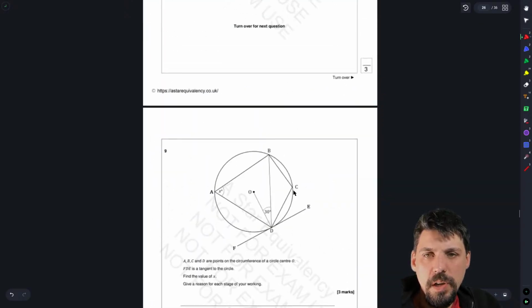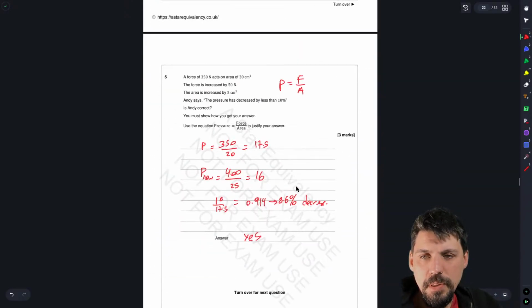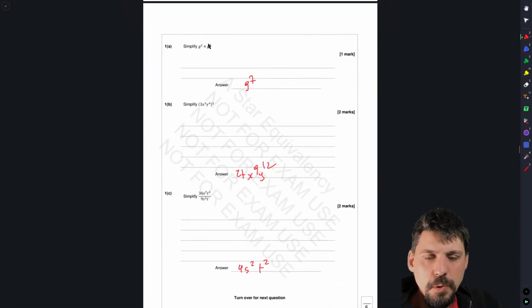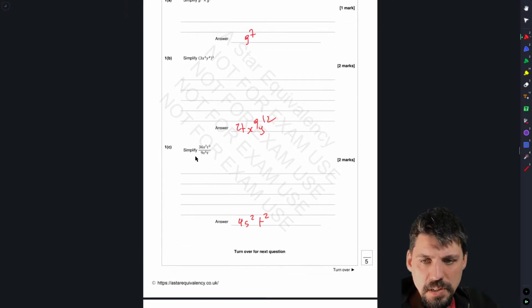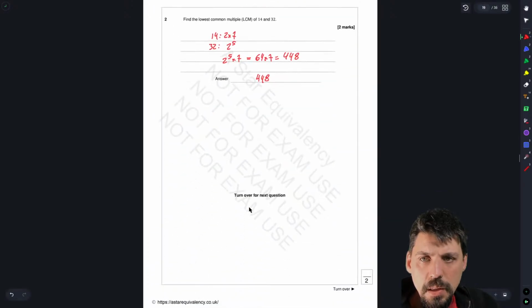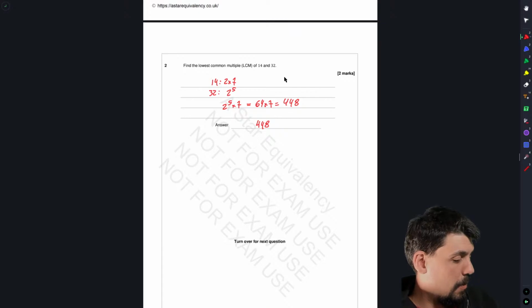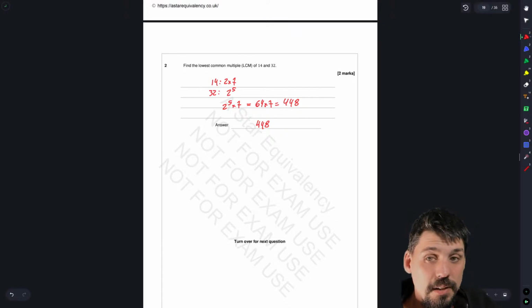Right, let's have a quick scoot through these. I'm still not happy with that histogram one, but we will see what we get. Right, quick check, gang. 3 cubed is 27. That hasn't changed. 3 times 3 is 12. I'm happy with that one. 36 over 9 is 4. S squared, T squared. 40 and 32, LCM. Now, I won't lie. Those of you that are interested, this is a calculator paper.